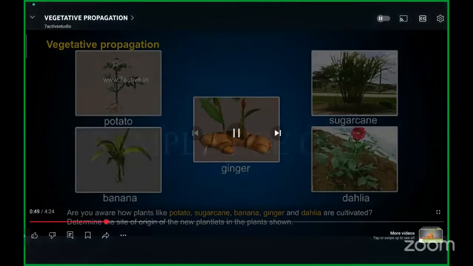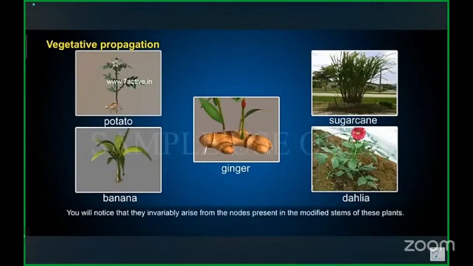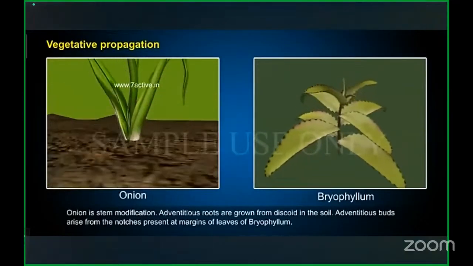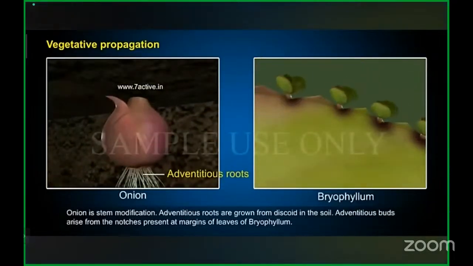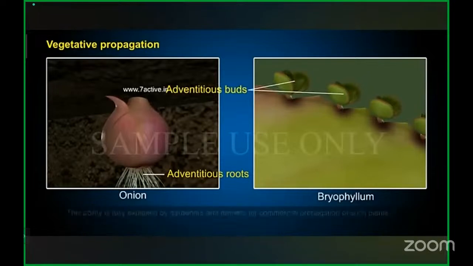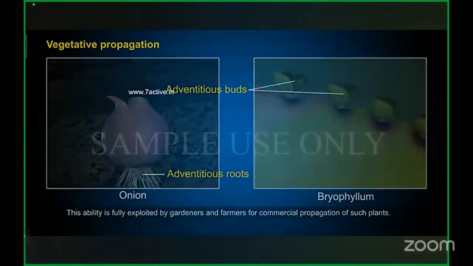Are you aware how plants like potato, sugarcane, banana, ginger, and dahlia are cultivated? Determine the site of origin of the new plantlets in the plant shown. You will notice that they invariably arise from the nodes present in the modified stems of these plants. Onion is a stem modification. Adventitious roots grow from the discoid in the soil. Adventitious buds arise from the notches present at margins of leaves of Bryophyllum. This ability is fully exploited by gardeners and farmers for commercial propagation of such plants.